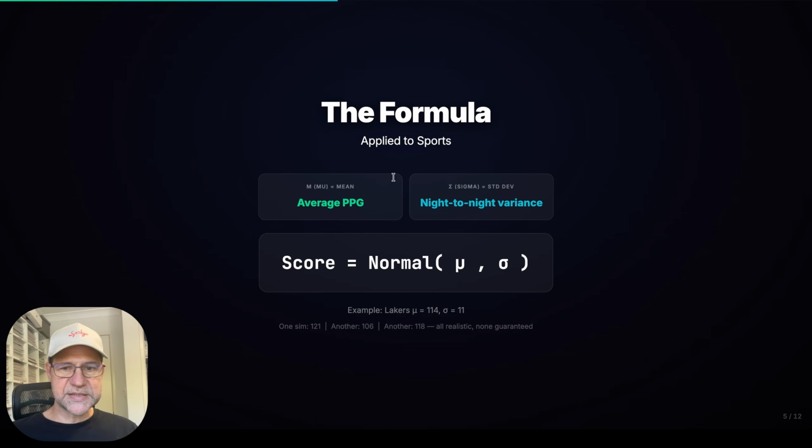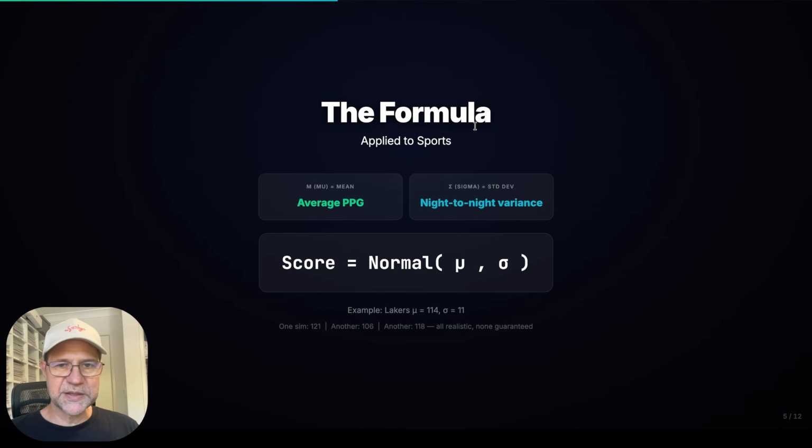And then we also need the sigma, which is the standard deviation. Now that's just a fancy way of saying how much the score tends to move around from game to game, right? So if a team is inconsistent, a sigma might be bigger. If they're steady, the sigma is going to be smaller. All right. And then we come to the formula, which is not that hard. It's basically score equals a normal distribution with a mean mu and a standard deviation sigma. So basically that means the score is drawn from a normal distribution centered on the mean with sigma describing the spread. More basically, you pick a realistic score from a bell-shaped curve centered around the team's average.